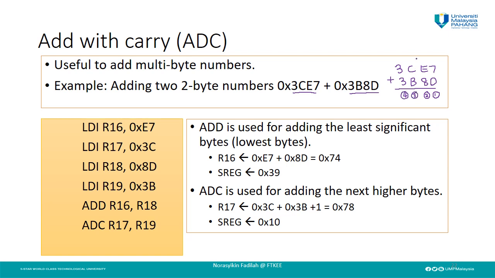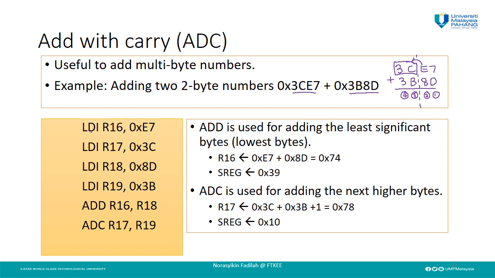So sometimes when we are dealing with 16-bit or 2-byte values, there will be a carry from here to here, from the first byte towards the second byte. So that's why we can use the add with carry whenever we are dealing with the more significant bytes. So let's look at this example.